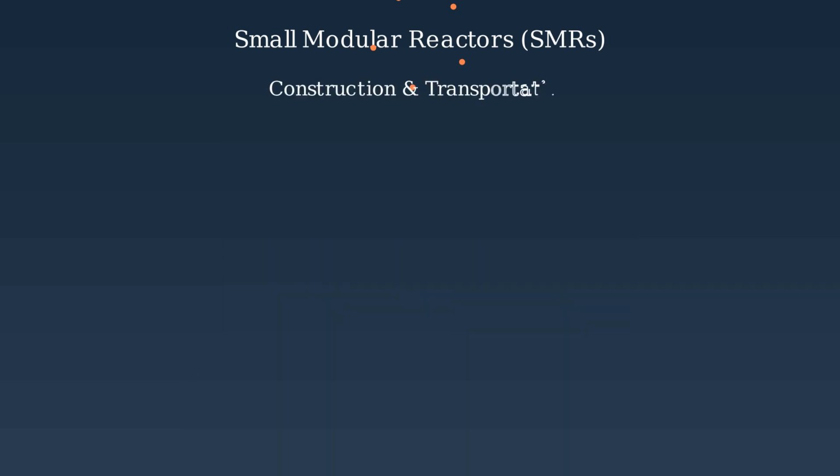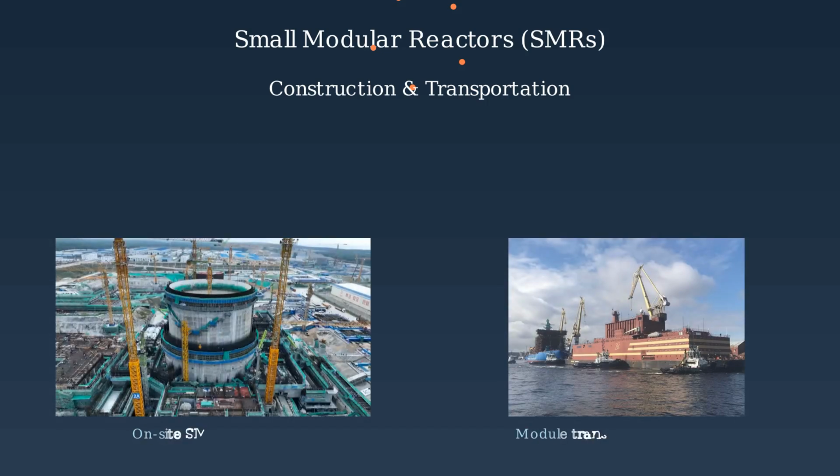SMRs offer unique advantages in terms of construction and transportation. The modules can be fully built in factories and then transported to the installation site by road, rail, or water. This factory-based production approach significantly reduces construction time and improves quality control compared to traditional on-site nuclear plant construction.